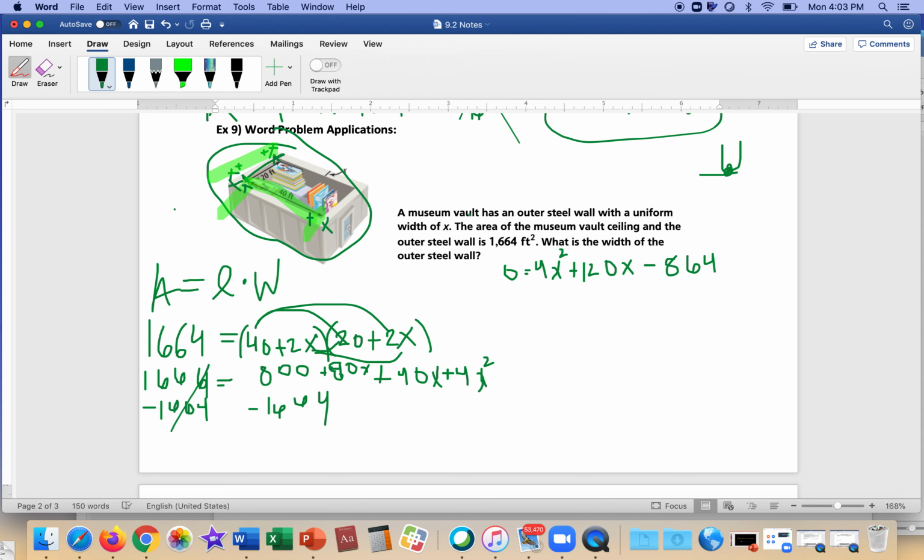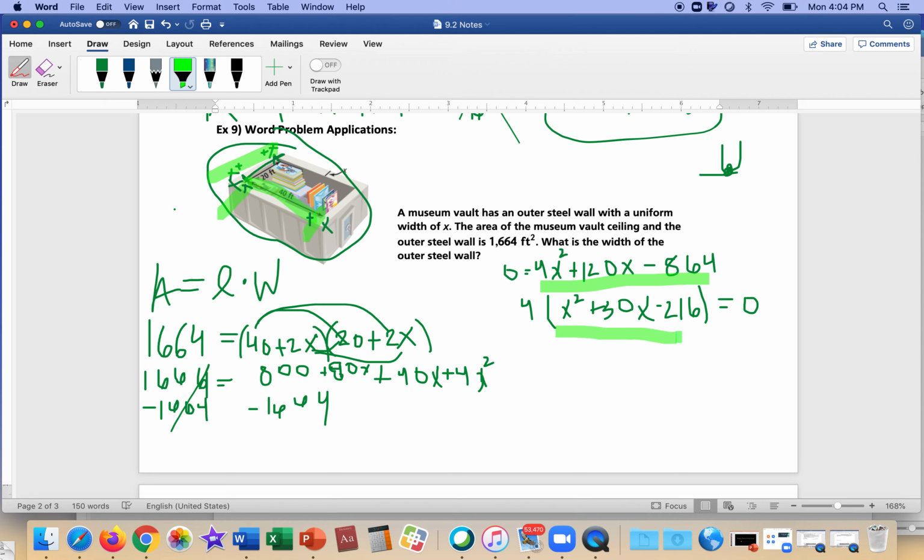Now we're going to try to factor. Always look for a GCF. So let's look at this trinomial. Is there a number, letter, or both that we can divide out? We can take out a 4. So we will have 4 times the quantity x squared plus 30x minus 216 equals 0. Your factors are on one side, zeros on the other, right?